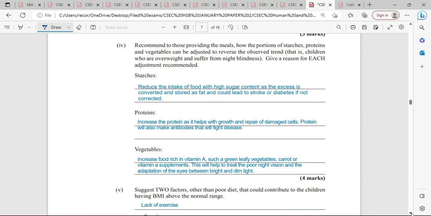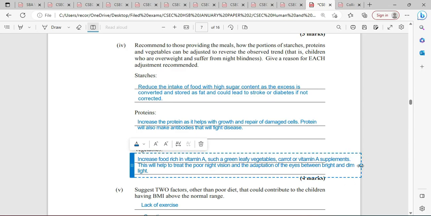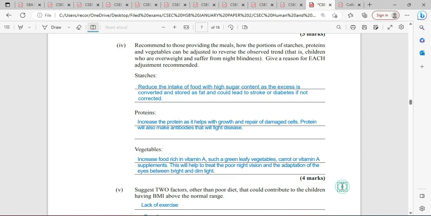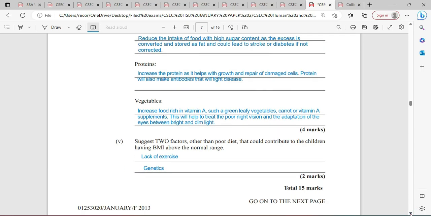As for the vegetable, there's a need to increase food rich in vitamin A, such as green leafy vegetable or pumpkin or carrot, etc. Or they could be given vitamin A supplements. Adequate amount of vitamin A is needed in the diet. Now, this will help to treat the poor night vision and the adaptation of the eyes as we move from dim to bright lights and bright to dim light. Of course, the green leafy vegetable will help to correct or prevent the problem.